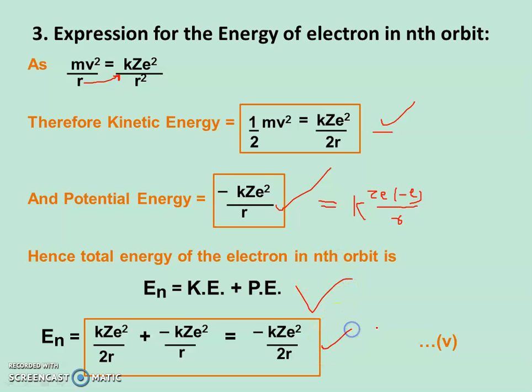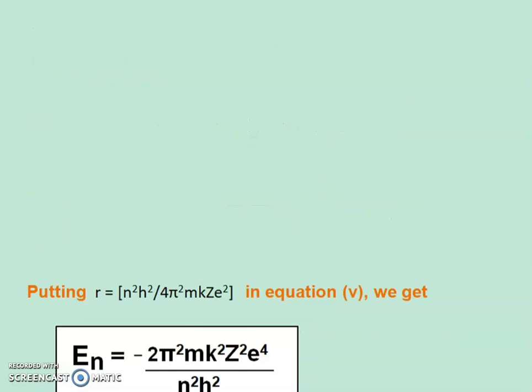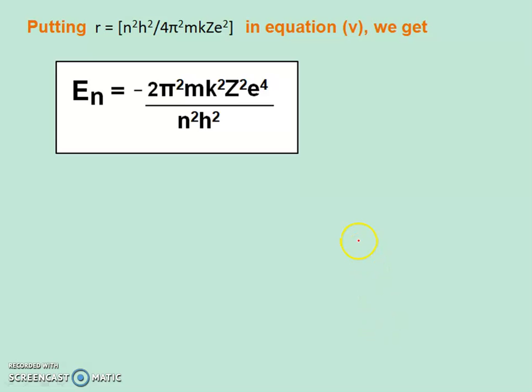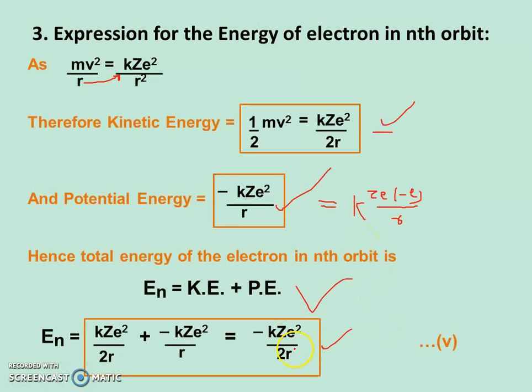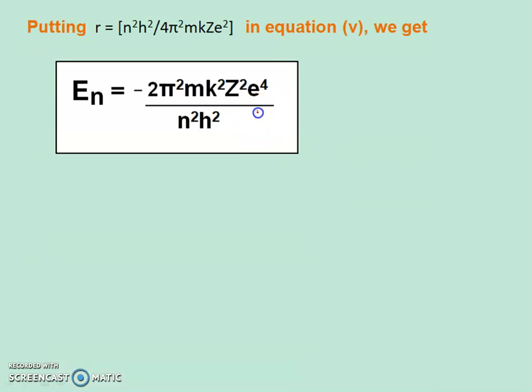So this energy comes out En is equal to minus kZe square by 2r, right? So this is the final total energy. Now after substituting the value of r in this energy equation, we can get the energy in nth orbit like this, since r is equal to this. Now in this equation, everything is constant. Pi is constant, mass of electron is constant, k is constant, Z, e, h. Now what else? That is n. It means En is inversely proportional to n square.